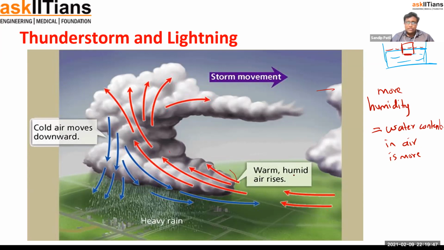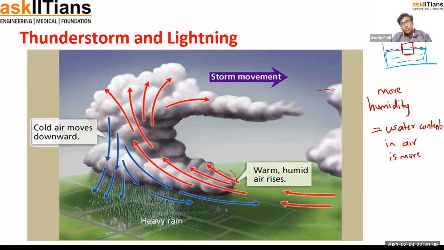Now lightning is a very dangerous thing, right? Obviously it has a lot of current, a lot of shock, we can say. So we don't want that lightning, right? So in India normally thunderstorms are not that heavy. Even the lightning is also not that heavy, right? Okay. So this is about the thunderstorm.